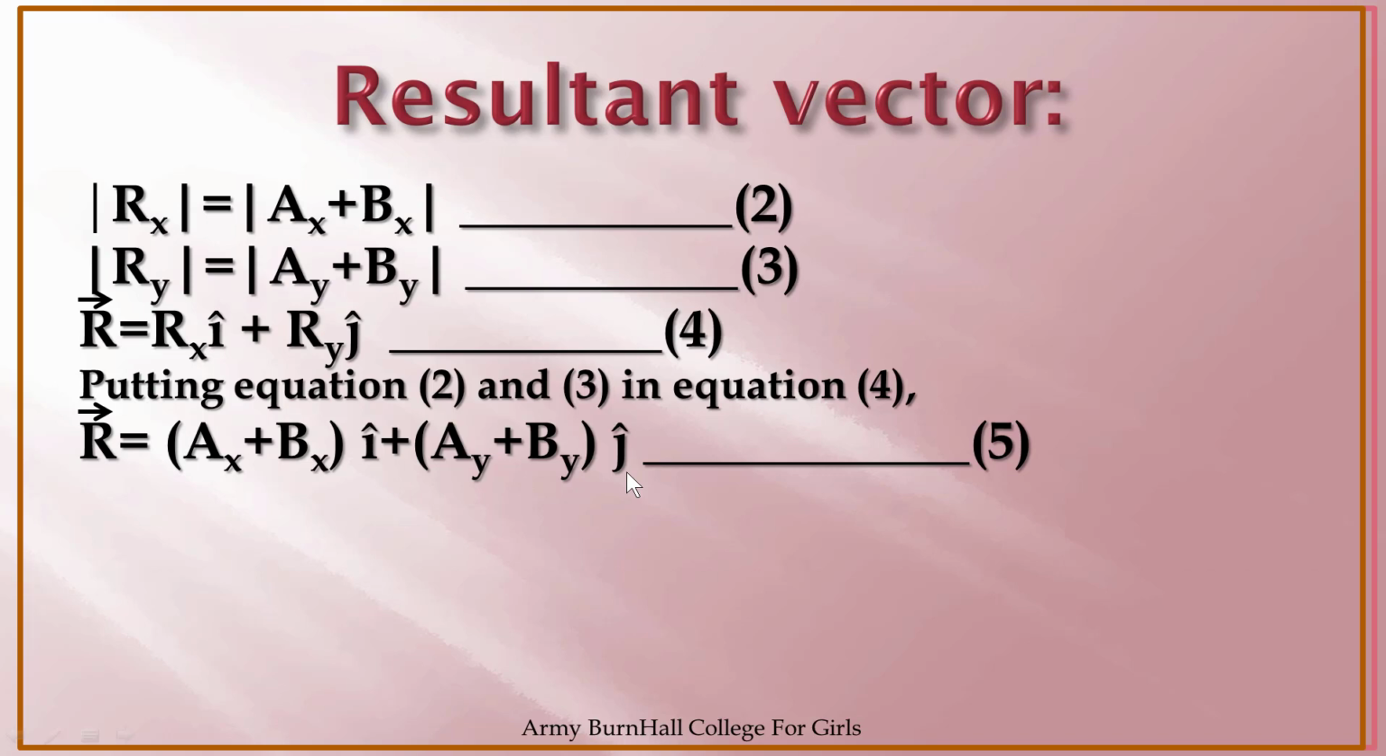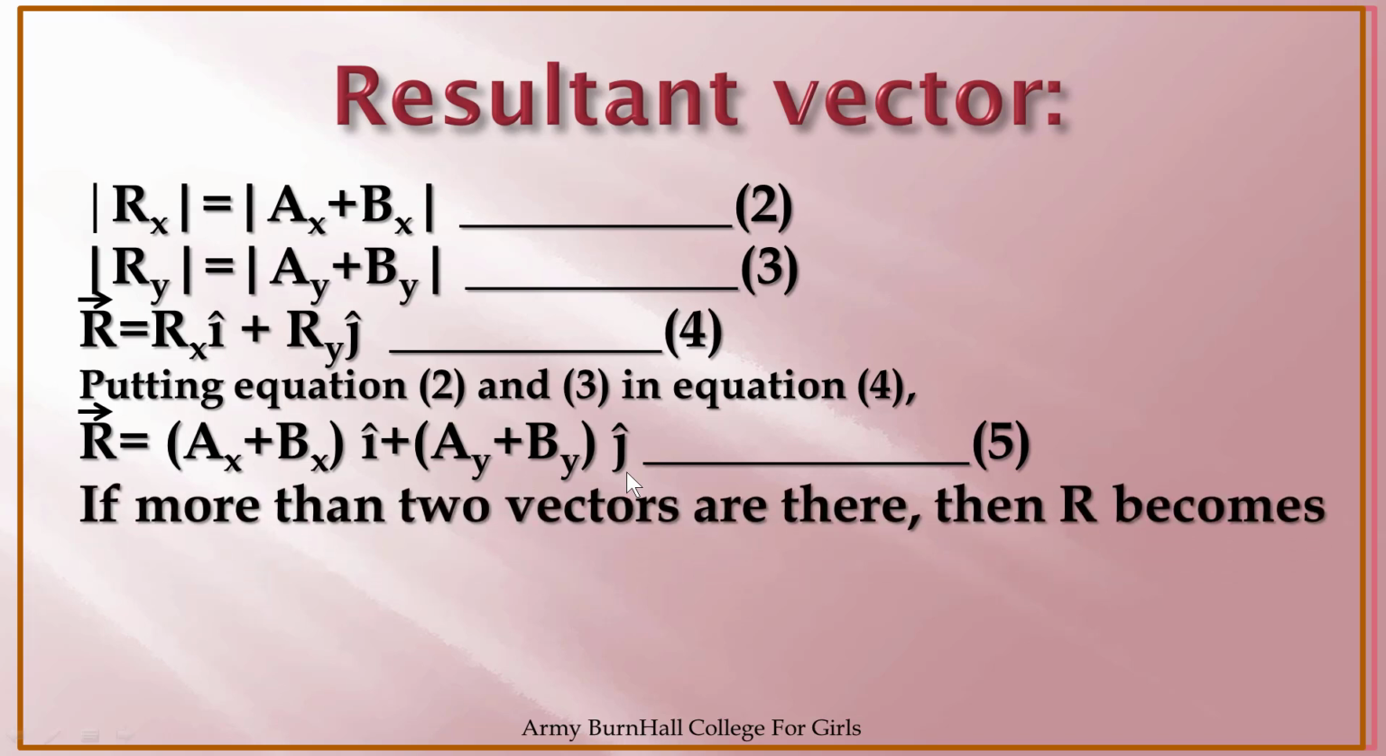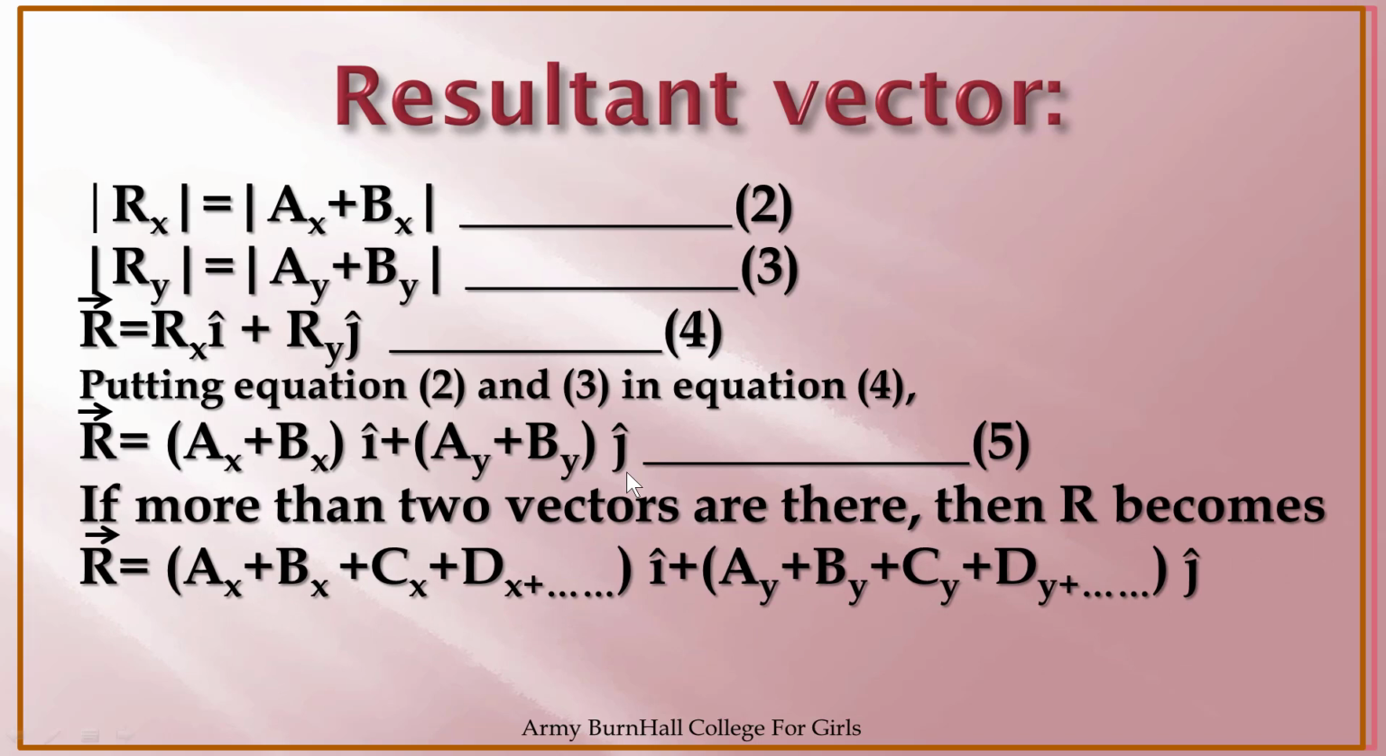Again, it is for 2 vectors. If we are having more than 2 vectors, then the resultant will become (Ax plus Bx plus Cx plus Dx and so on) into i hat plus sum of all the vertical components into j hat. So this basically is the x component of the resultant, and this is the y component of the resultant. Okay, in this way we can find out the resultant vector. R is equal to sum of all the x components into i hat plus sum of all the y components into j hat.